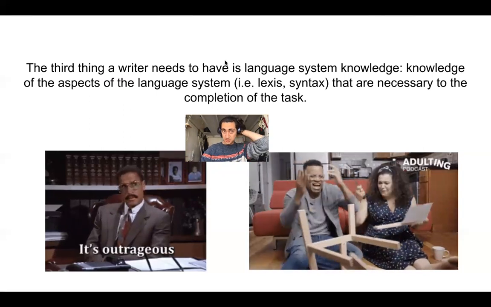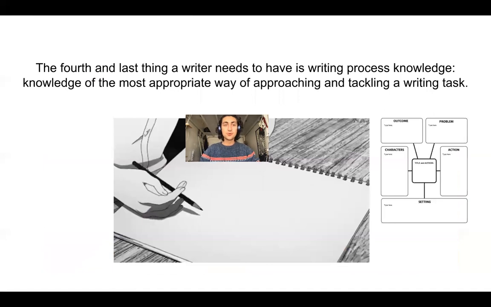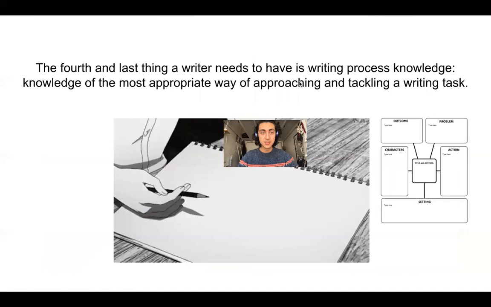So yes, the third thing the writer needs to know is the language system knowledge. The fourth and last thing a writer needs to have is writing process knowledge, knowledge of the most appropriate ways of approaching and tackling a writing task. Over here we have a brainstorm on the outcome, problem, characters, action, setting. Over here we have somebody about to write. You need to know how to tackle the prompt. Maybe an employer is going to give them something to do. They have to know how to do it. We could think of it like that, very pragmatically.